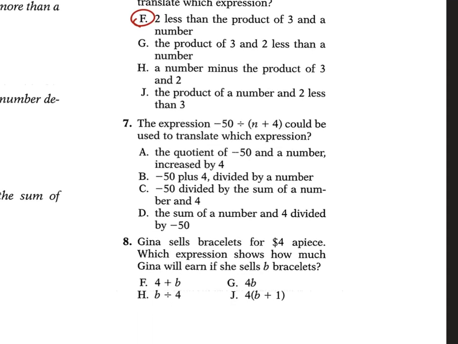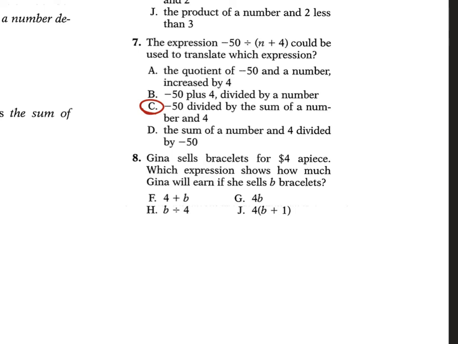7 says the expression negative 50 divided by n plus 4 could be used to translate which expression? Because the n plus 4 is the sum, you're looking for the sum of a number and 4, then divided by 50 would be the division of the negative 50 on the outside, and that's not right. So look at C. Negative 50 divided by the sum of a number and 4. That's correct. 8 says Gina sells bracelets for $4 a piece. Which expression shows how much Gina will earn if she sells B bracelets? Just 4 times B, so G.